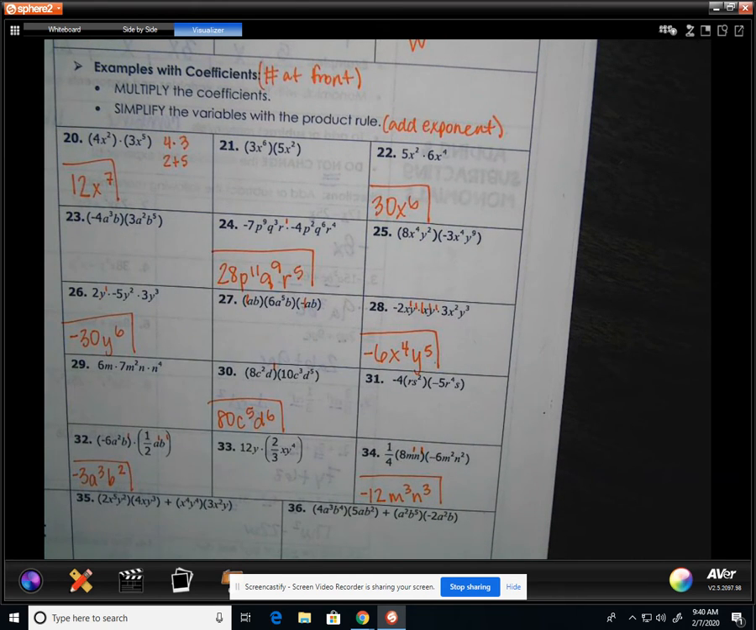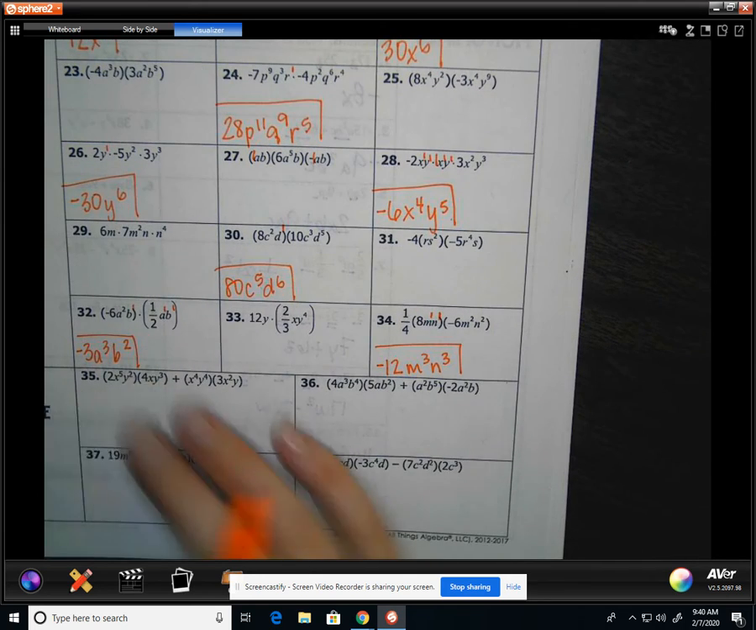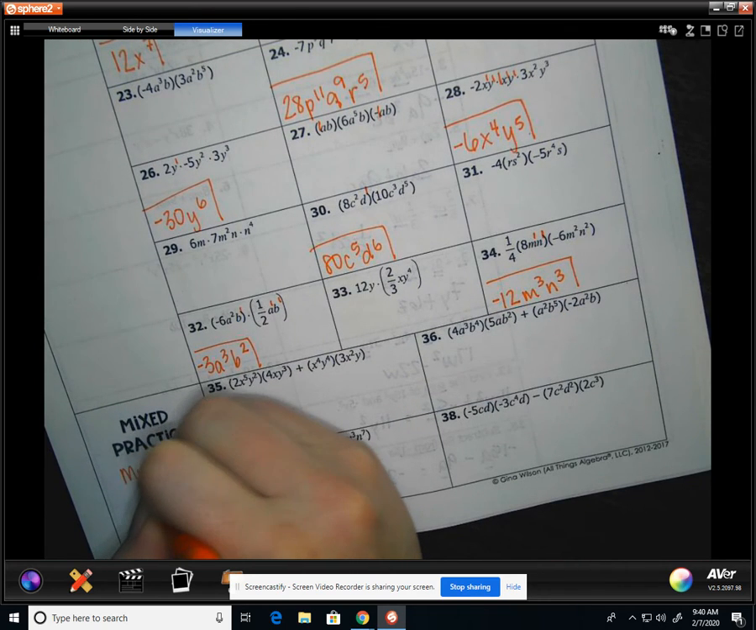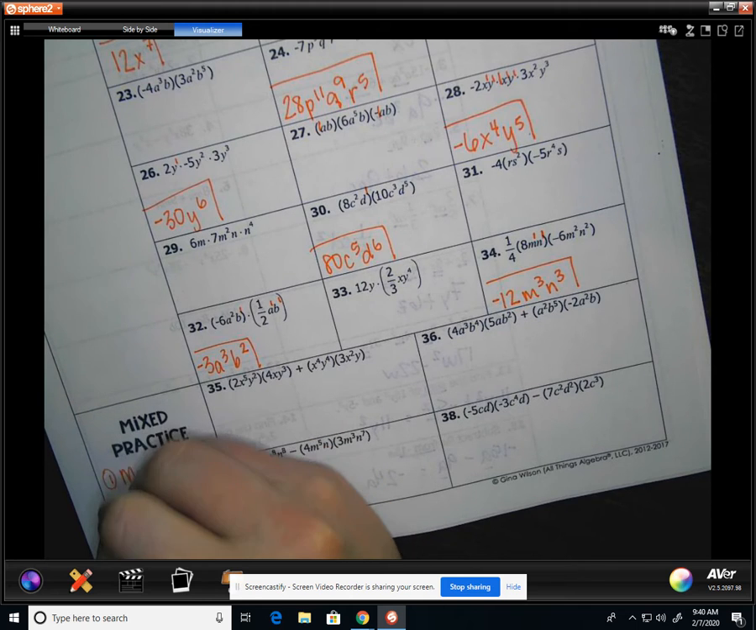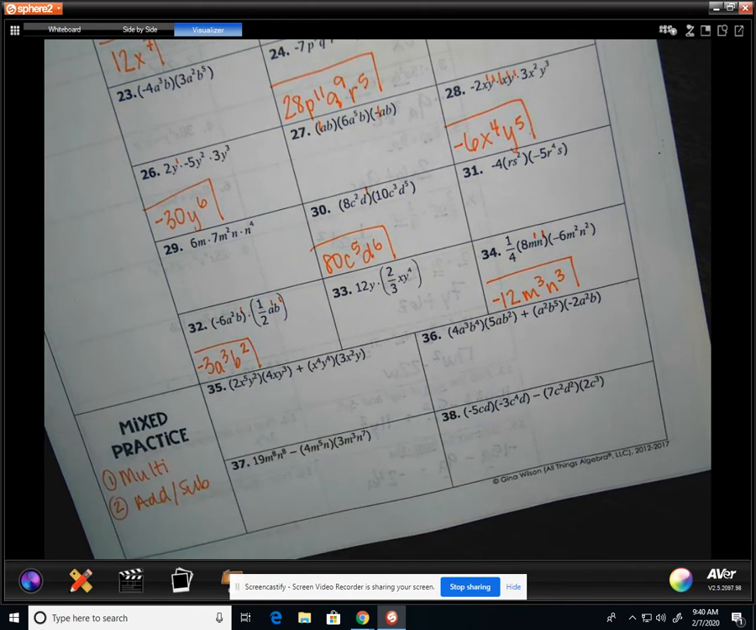Now let me move this up just a little bit. So 36 and 38. This is now mixed practice. So what you are going to have to do is multiply first and then add or subtract, whatever problem you have.